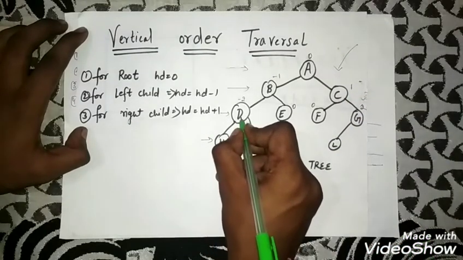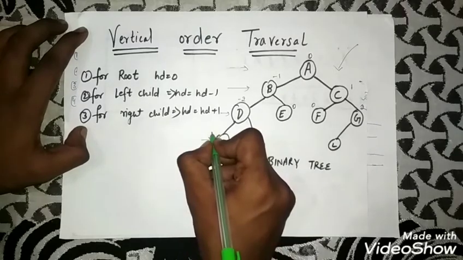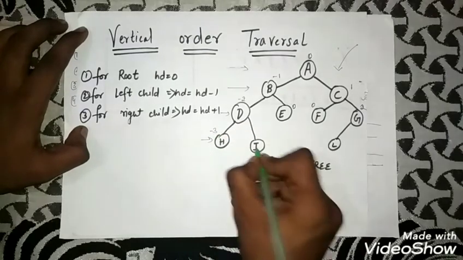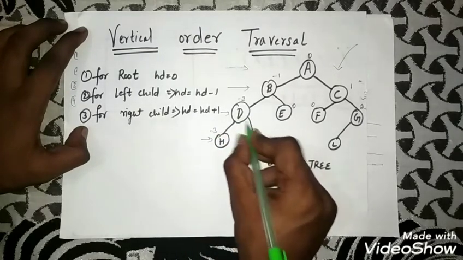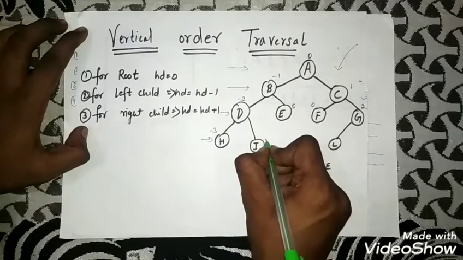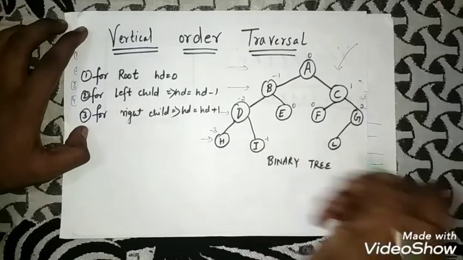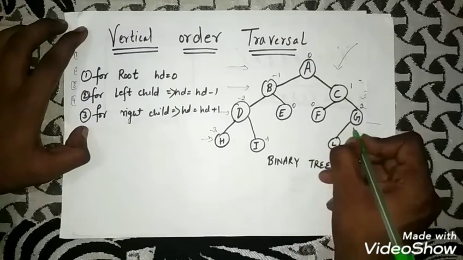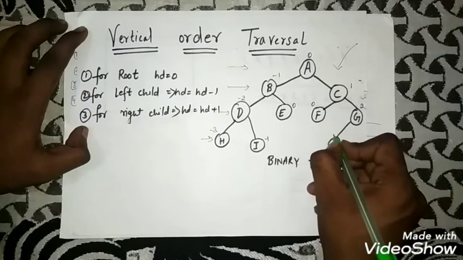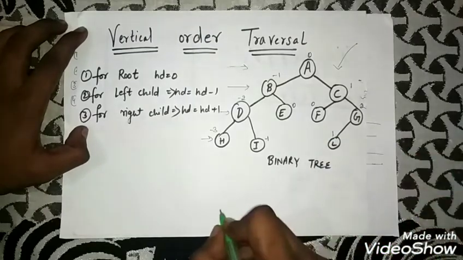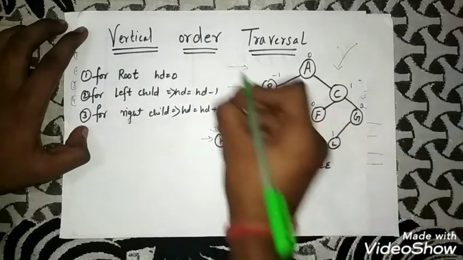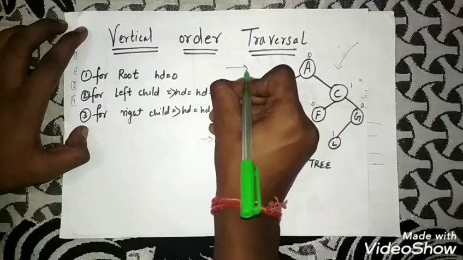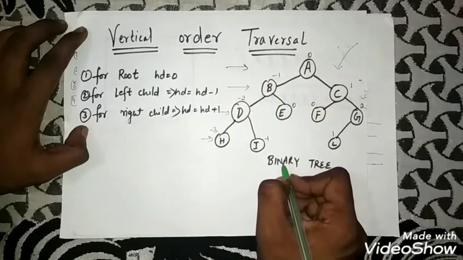H is the left child of D, horizontal distance will be minus 2 minus 1, minus 3. For I, which is the right child of D, horizontal distance will be minus 2 plus 1 equal to minus 1. Now for L, which is the left child of G, horizontal distance will be 2 minus 1 equal to 1. So now we have found the horizontal distance for all the nodes, and we have taken the horizontal distance from the left hand side.